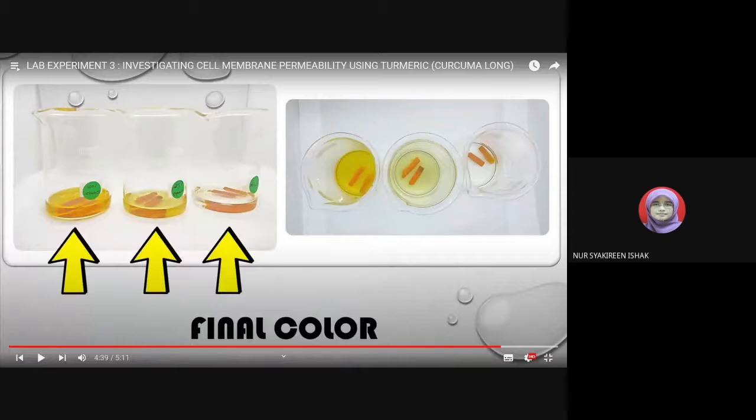So that's why when you observe the image for the observation here, you see that for water, the color does not change.